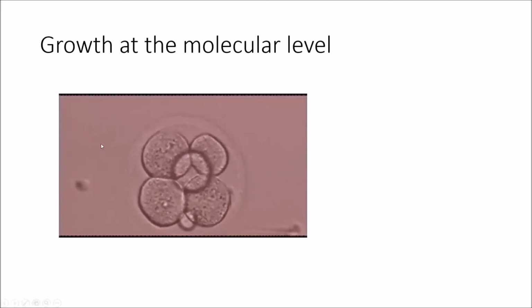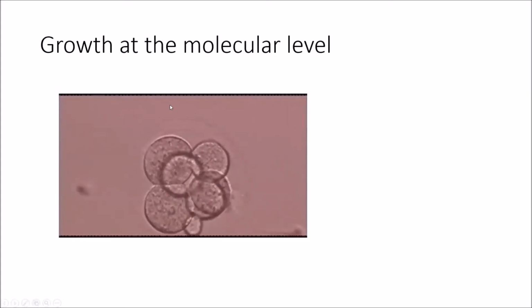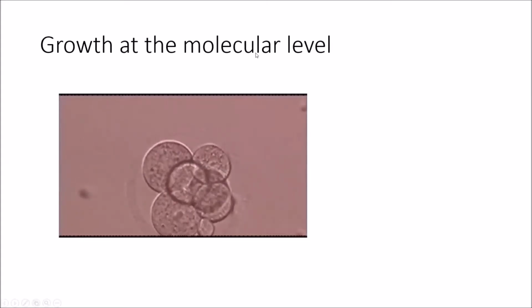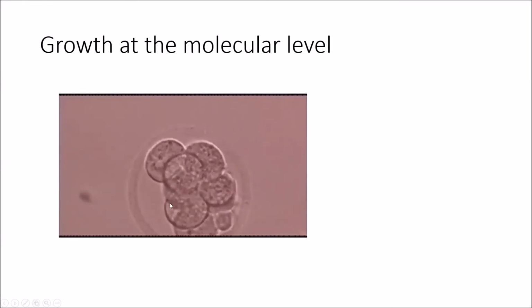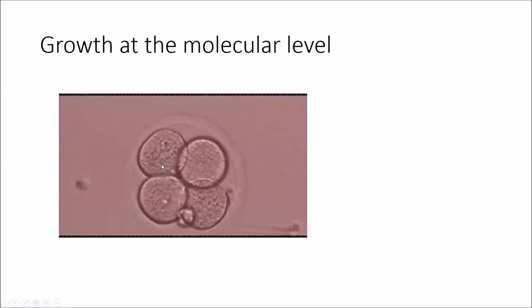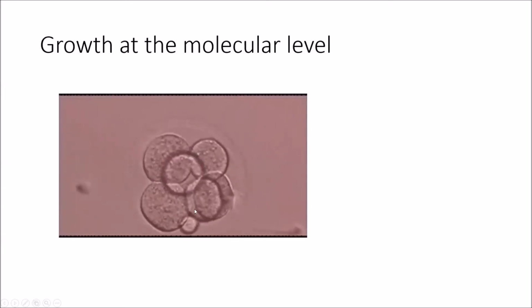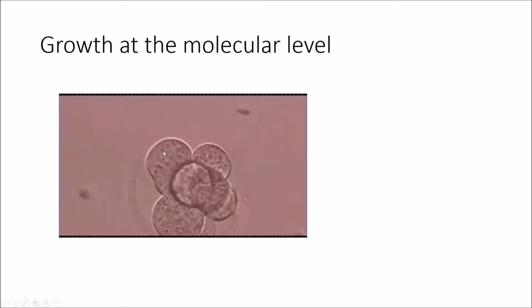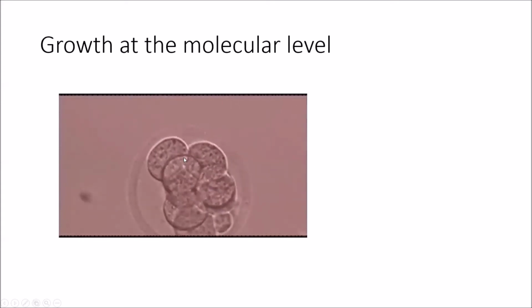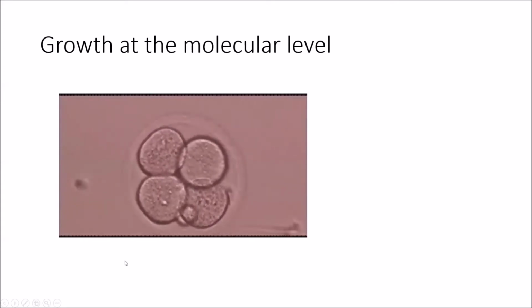Okay, so this little clip here is just showing how growth is going to look at the molecular level. This right here is cell division. So you start off with maybe 4 cells and these cells continue to split. That's going to increase the number of cells and thus the size of this organism as a whole, okay?